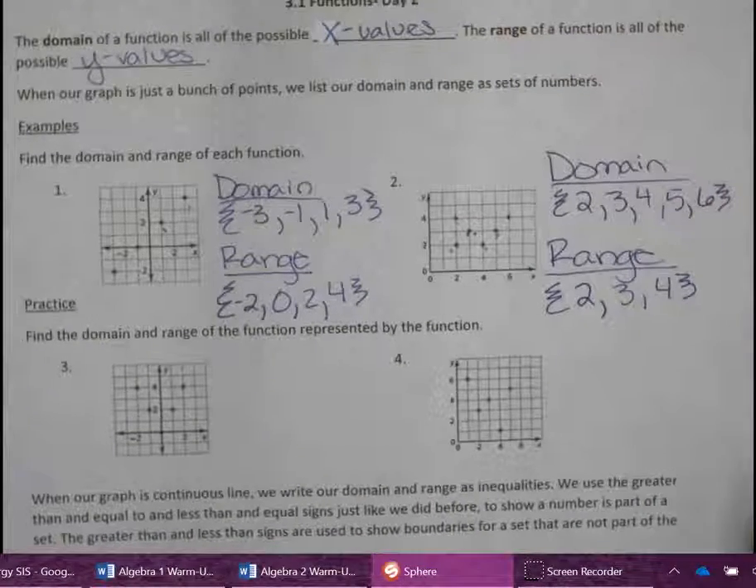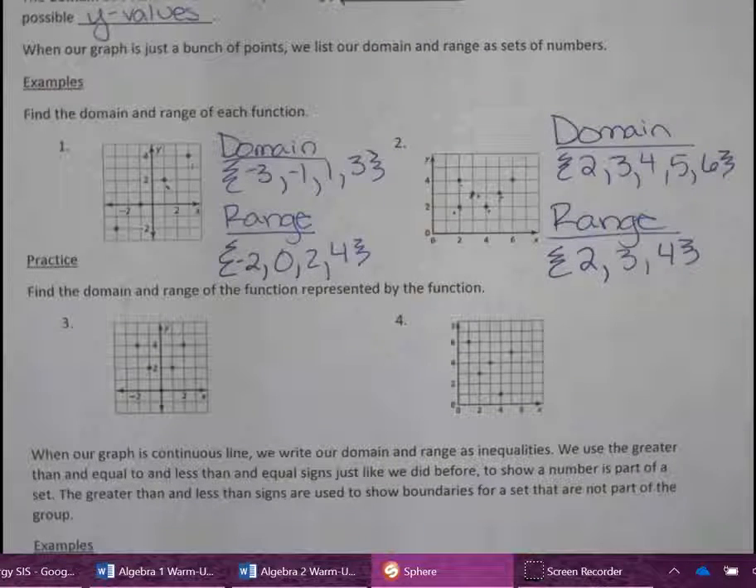So are there any questions on finding domain and range when I have a bunch of points? Okay, so then right now I want you to work on 3 and 4 on your own, and then I'll call 2 people up, and then we'll go back to the notes.